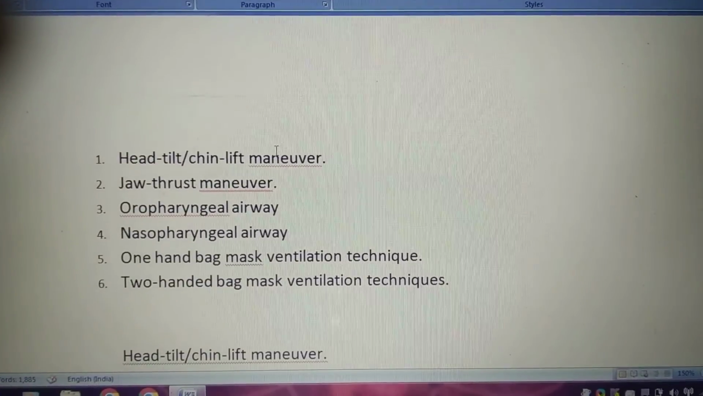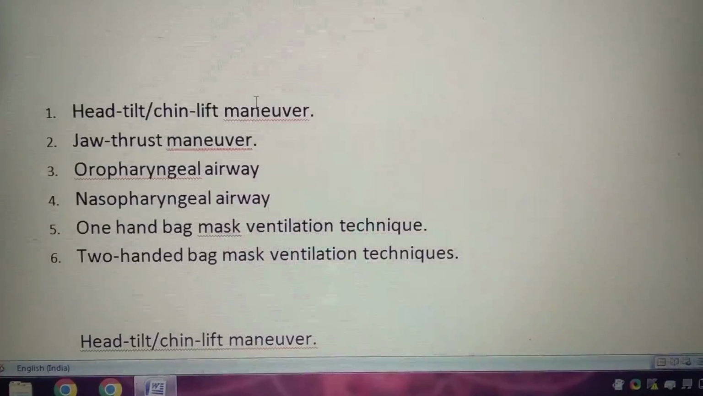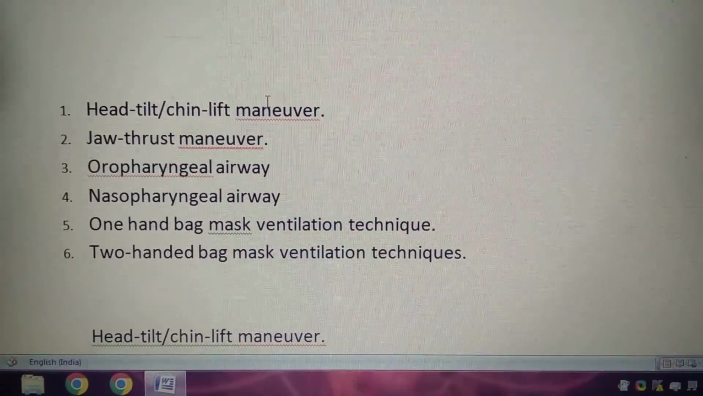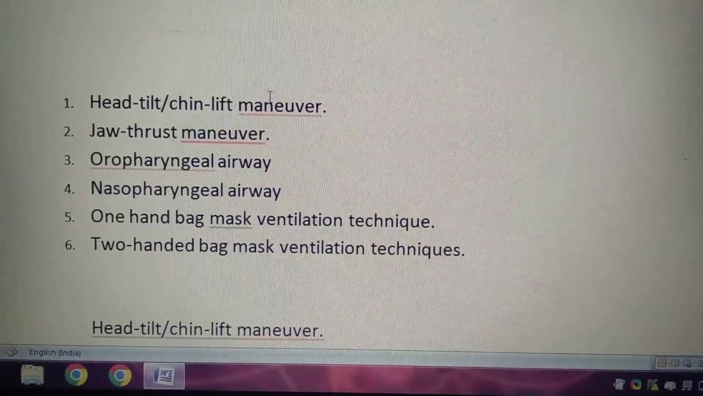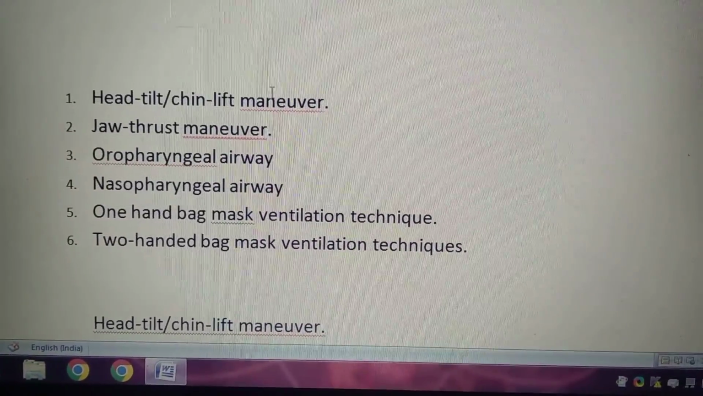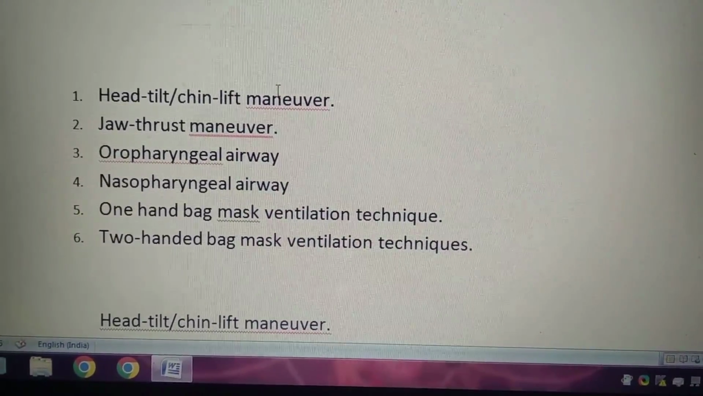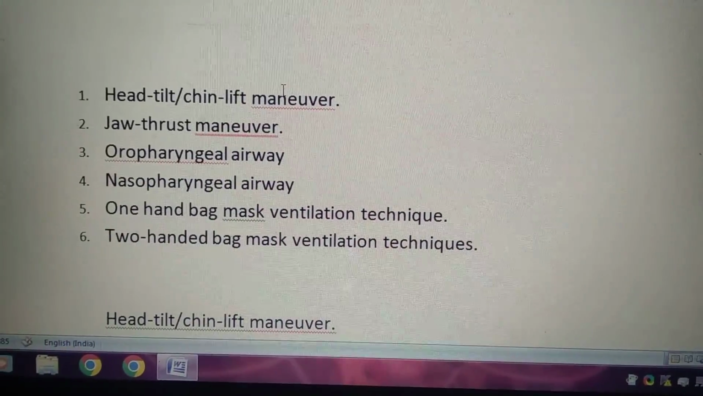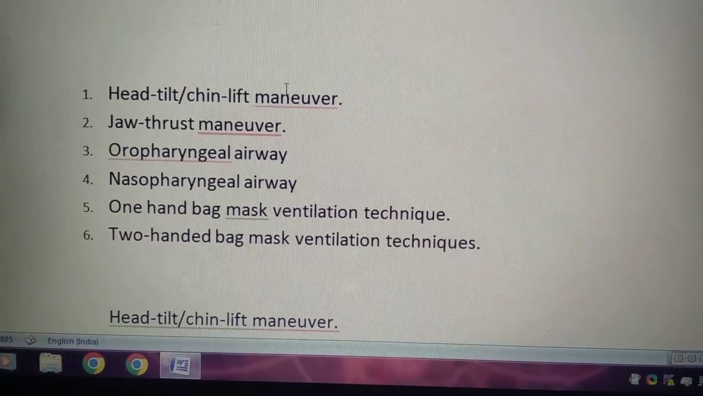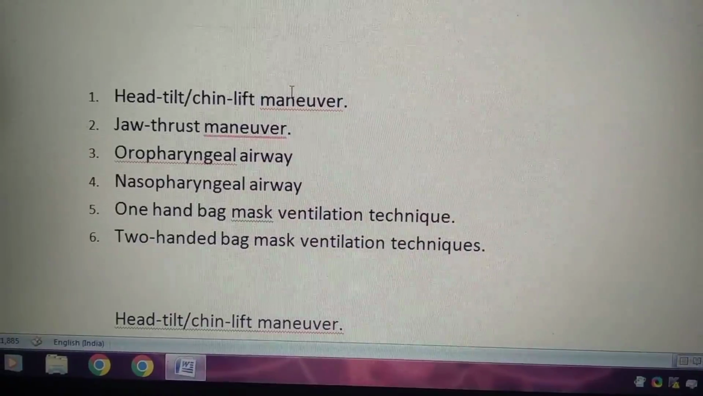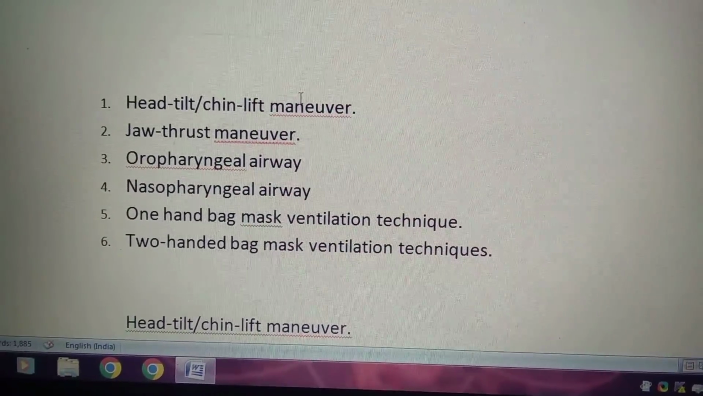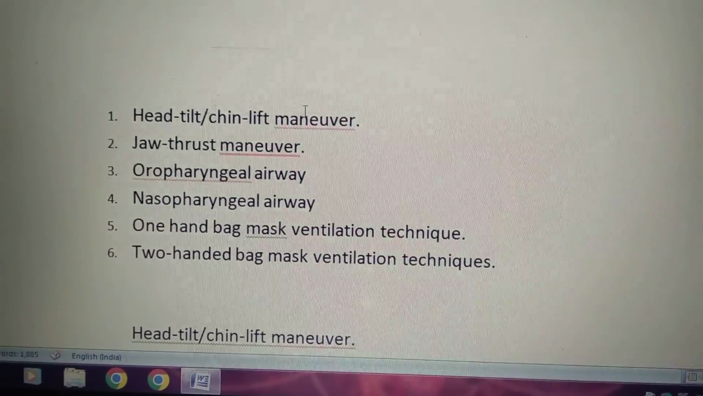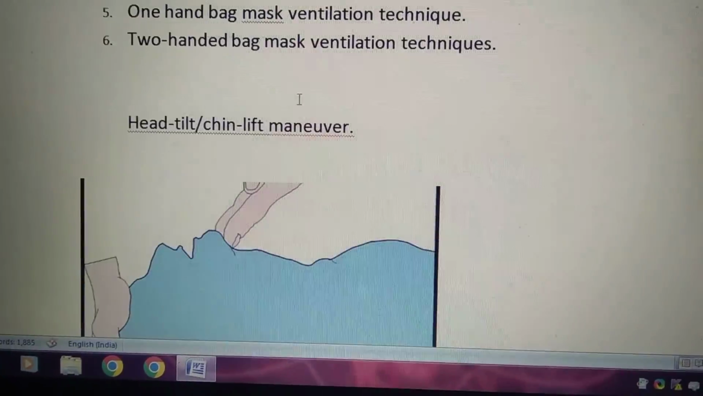So now let's see what are the types of airway management procedure. The first one is the head tilt chin lift maneuver. The second, jaw thrust maneuver. Third procedure, oropharyngeal airway. Fourth, nasopharyngeal airway. Fifth, one-hand bag mask ventilation technique. And the sixth one is the two-handed bag mask ventilation technique. So we'll go one by one.